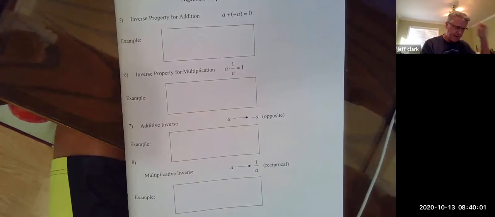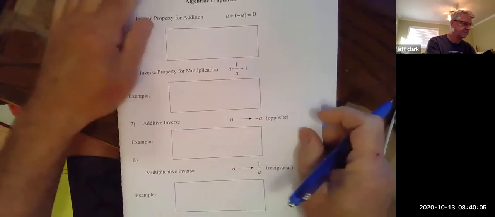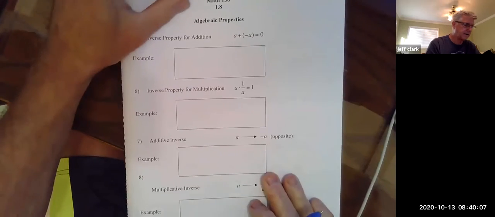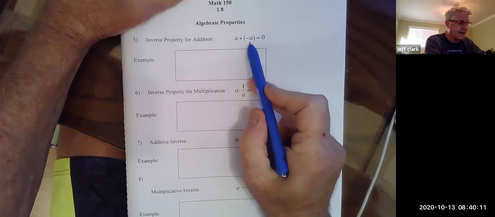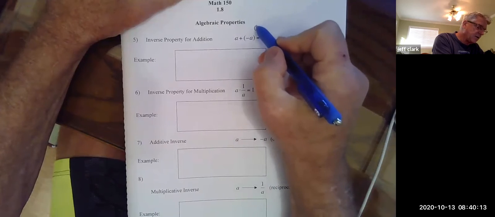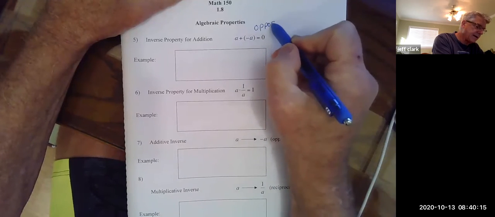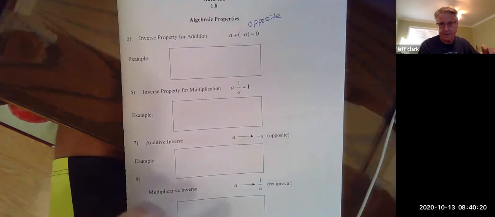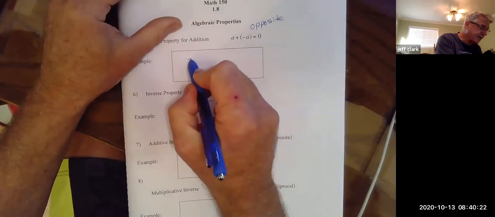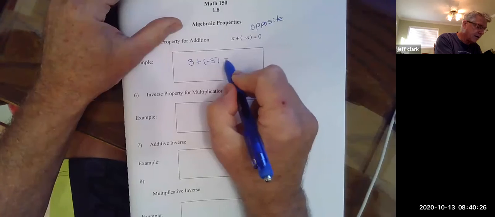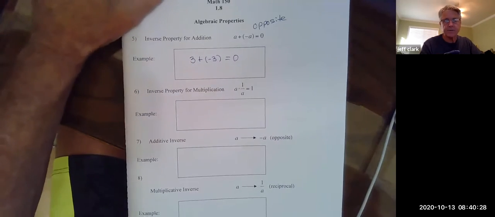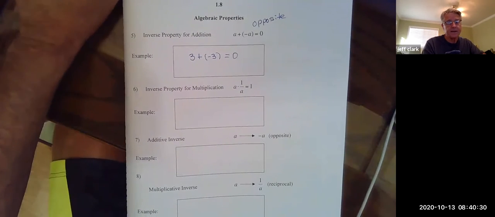Next property, we have the inverse property for addition. And it's just, say, if you take a number and you add its opposite, O, P, P, O, I said opposite. The opposite sign of 3 is -3. If I take 3 and I add its opposite, you're always going to get 0. Every time you take a number and add its opposite, you'll get 0.